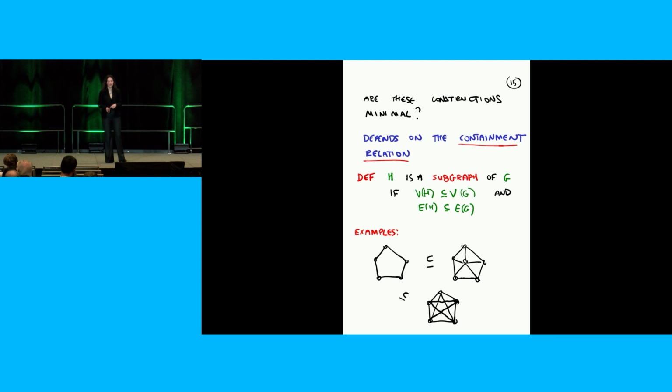H is a subgraph of G if the vertex set of H is a subset of the vertex set of G, and same for the edges. So there's an example. I have this graph. It's a subgraph of that graph, because what you do is you delete the middle vertex and all the edges attached to it. This is also a subgraph of that, because this is like two 5-gons, one drawn like this and one drawn like a star, so delete the edges of the star. Okay, so that's one containment relation.